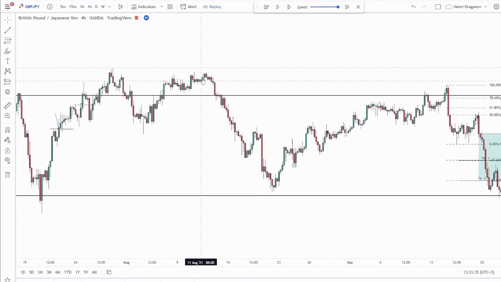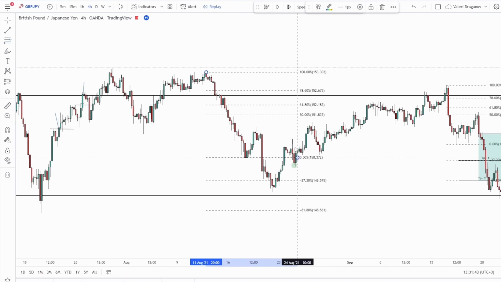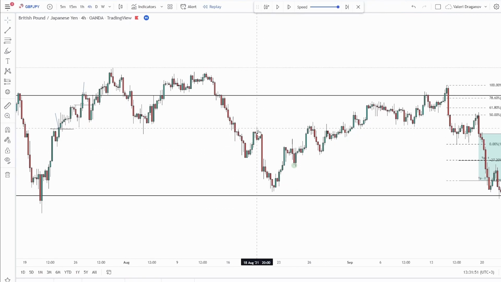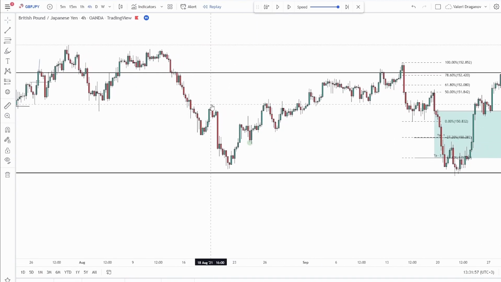And we can see here we have an impulse and a correction. We don't have to apply Fibonacci to see that the price will not reach the 50 or the 61.8 level. So we're gonna erase it. Here we can use the strategy of trading breakthroughs. Then we have a correction and a new impulse.